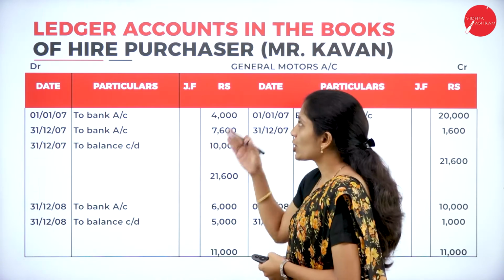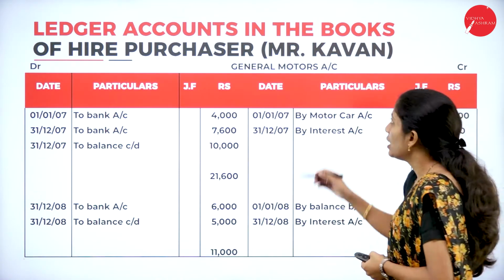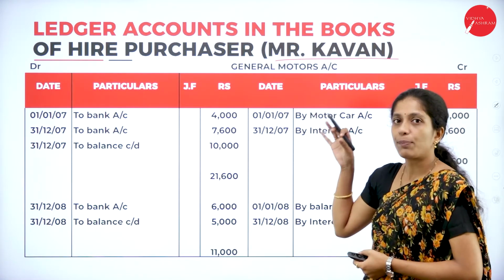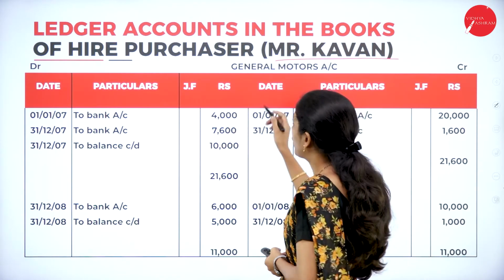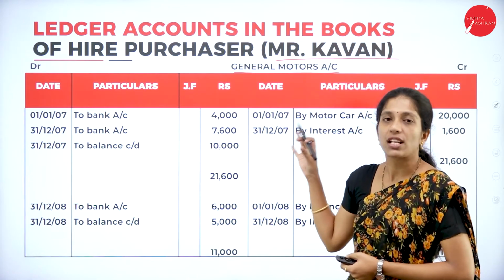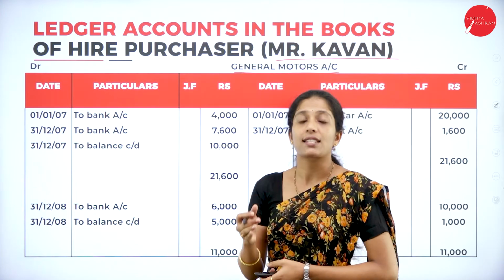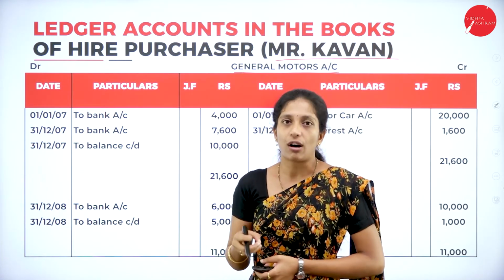As I told, we are going to prepare ledger accounts in the books of hire purchaser. So, who is the hire purchaser here? That is Mr. Kavan. So, in the books of hire purchaser, we have to prepare the hire seller's account. Now, who is the hire seller? General Motors. So, we shall prepare General Motors account. Now, if you come to the first year, what are the transactions that have to be recorded first? The first one is the purchase of asset.